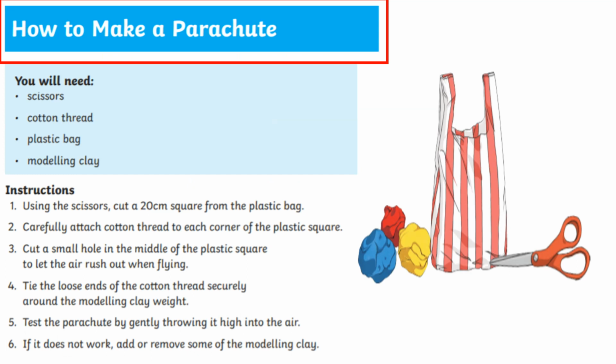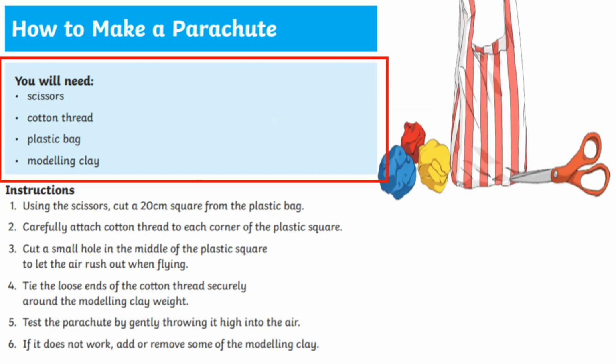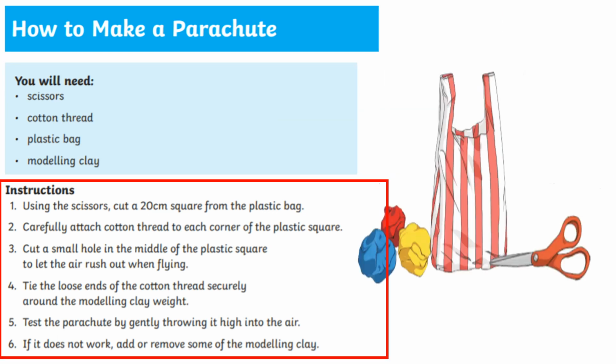How to make a parachute. You will need a scissors, cotton thread, a plastic bag, and modelling clay. Instructions. 1. Using the scissors, cut a 20 cm square from the plastic bag. 2. Carefully attach cotton thread to each corner of the plastic square. 3. Cut a small hole in the middle of the plastic square to let the air rush out when flying.